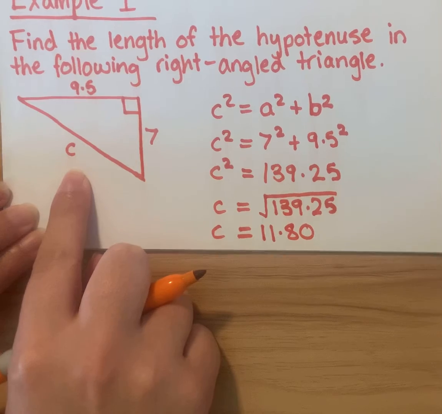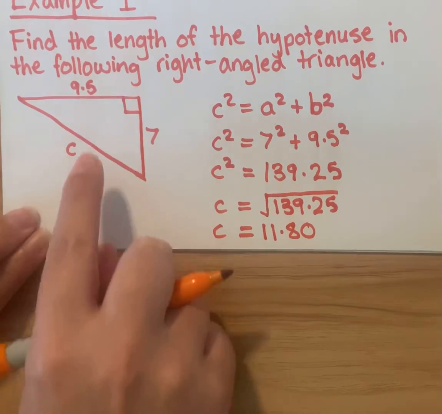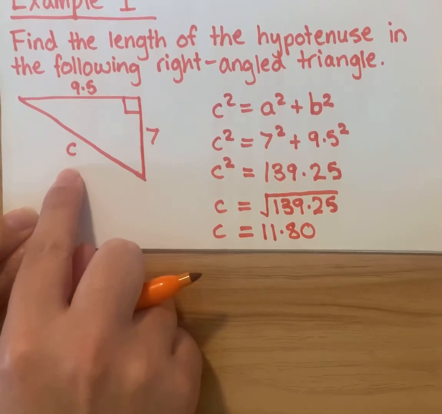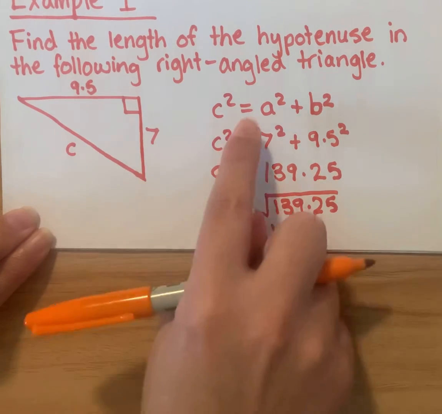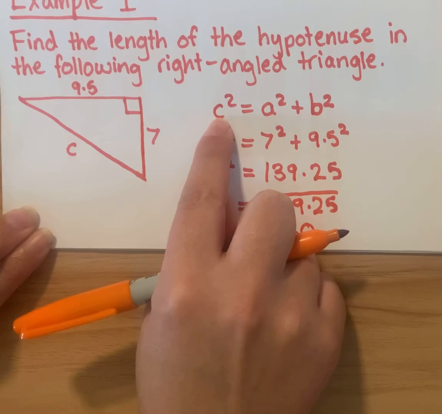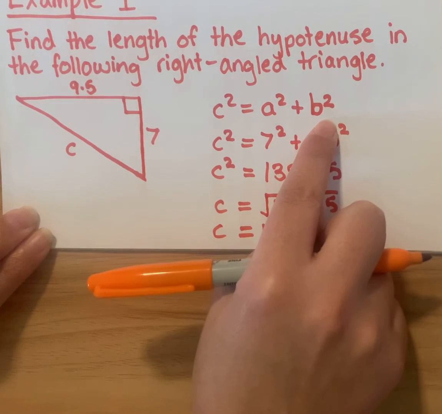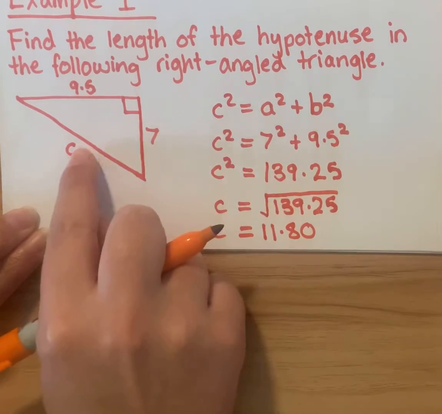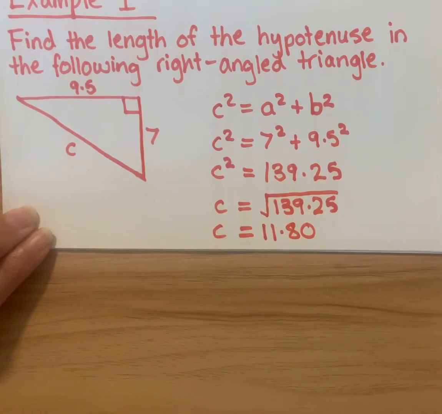So we had an unknown side in our right angle triangle, but because we had the other two sides, we could work out the length of this unknown side using Pythagoras Theorem. And all we had to remember was C squared equals A squared plus B squared, and we just had to make sure we knew that C was the hypotenuse.